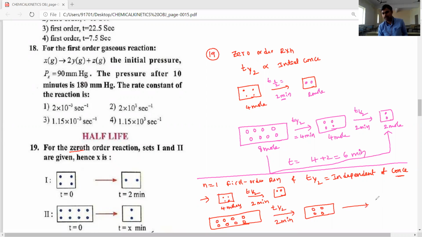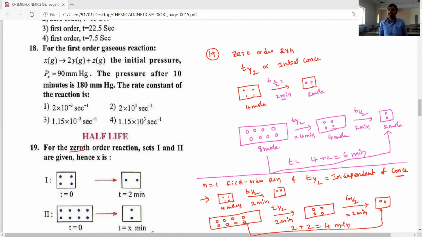Again, this 4 is converted into 2. This half-life T half is also equal to 2 minutes. Then the total time required for this conversion is 2 plus 2, which is equal to 4 minutes only, because for first order reactions, the half-life period is independent of the initial concentration.